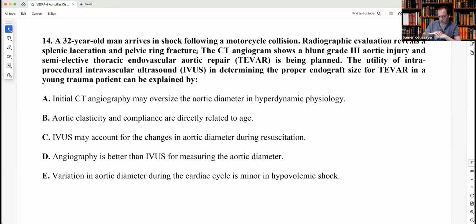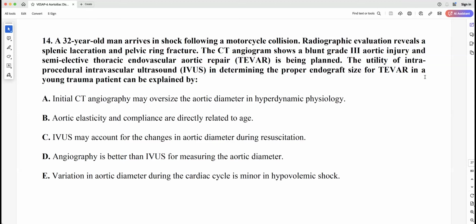And hypovolemic is even worse, because you have low volume. So there is a major change between systolic and diastolic during the cardiac cycle in hypovolemic shock. So this is also wrong. All right. Any question before we go?